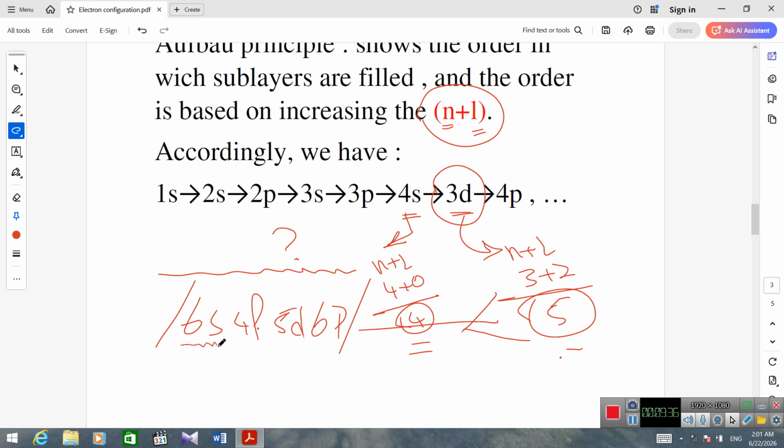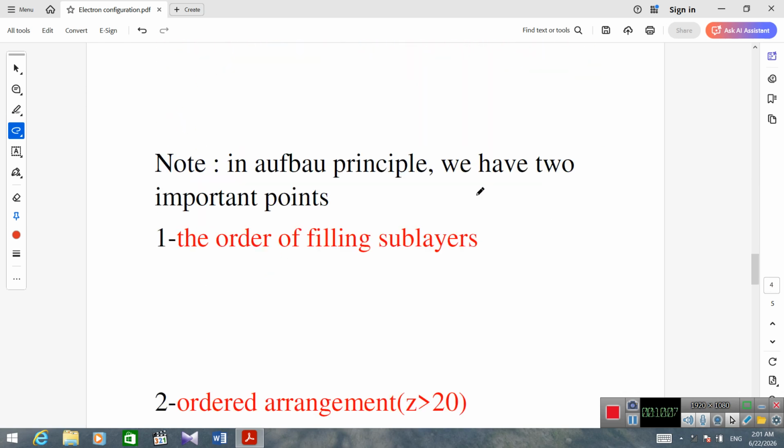Such a thing is repeated in this case because 4f is located after 6s. For 6s, n plus l is 6 plus 0, and the answer will be 6, and for 4f, n plus l will be 7, and it's obvious that 7 is bigger than 6.